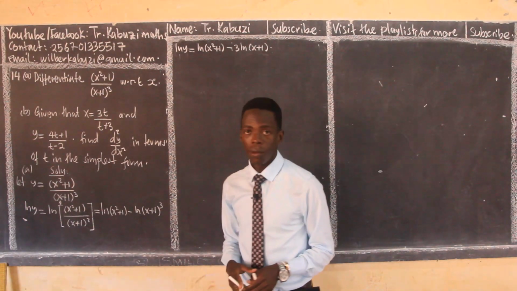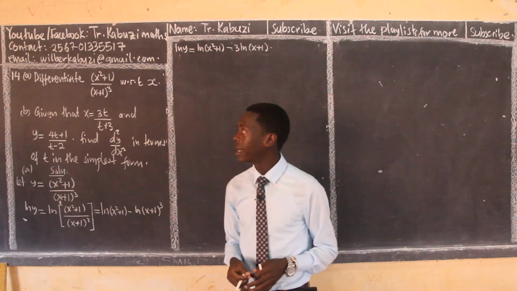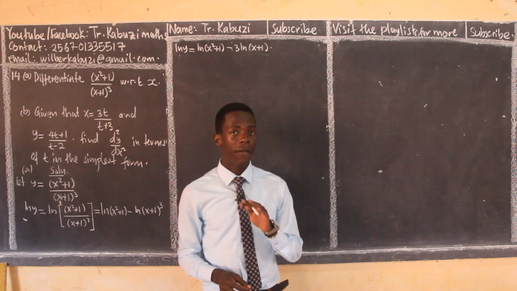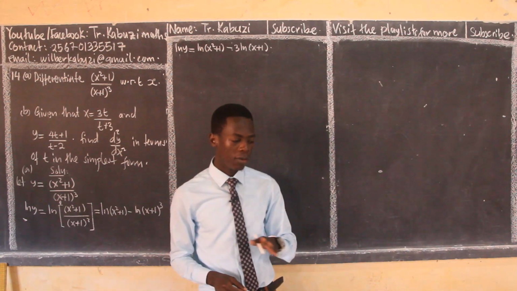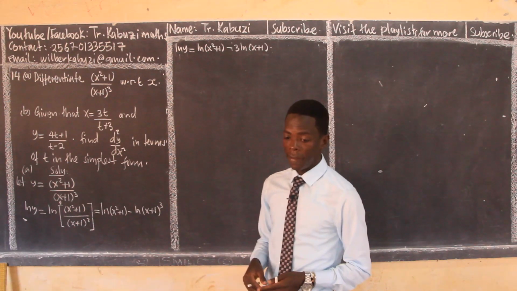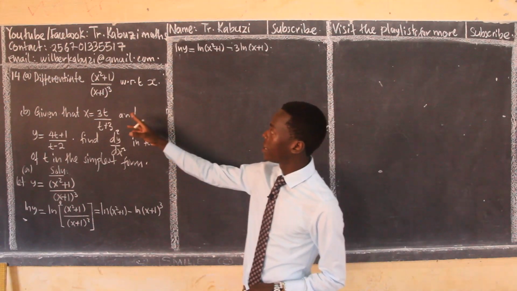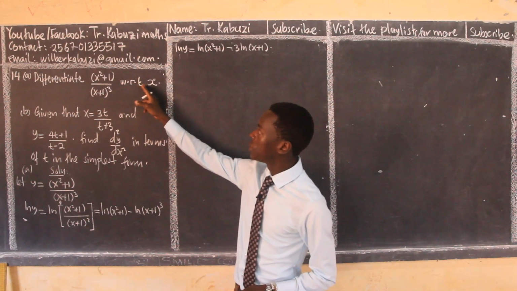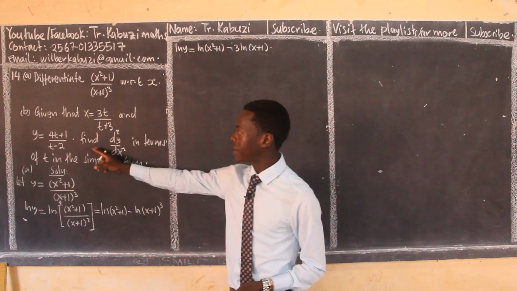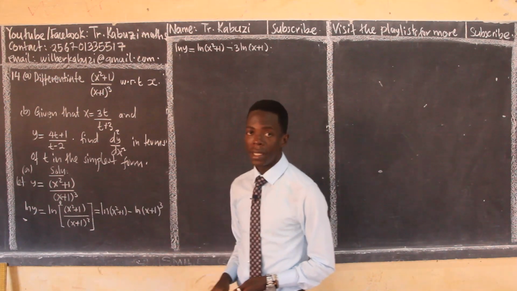Number 14 was coming from analysis, the part of analysis specifically called differentiation. Now, if you want a full topic about differentiation, visit the playlist. You will see differentiation as a topic there with over 50 videos. So this one says differentiate this with respect to x. So that's part A. Given this and this, find d squared y in terms of t in the simplest form.